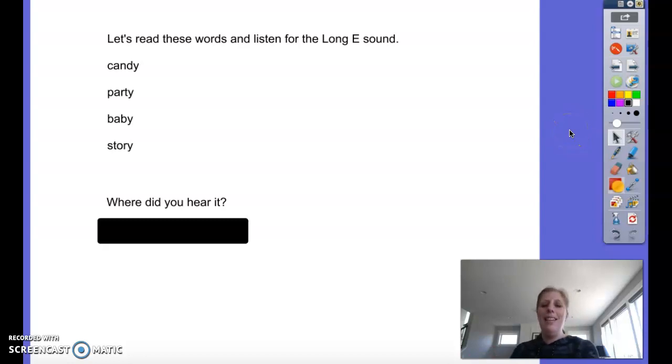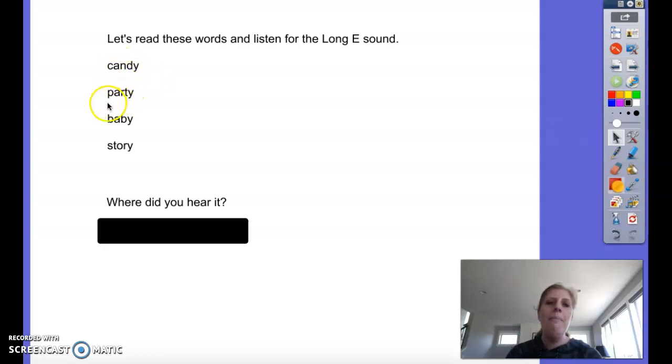Hello, second graders. Today we are going to learn the last spelling pattern for the long E sound. All right, I'm going to see if you can figure out what that last spelling pattern is. So to do that, we are going to read these words and you're going to listen to find out where you hear the long E sound. Okay, if you don't know how to read these words with me, you can just listen and be listening for the long E sound. Remember that long vowels say their names. So listen for E.